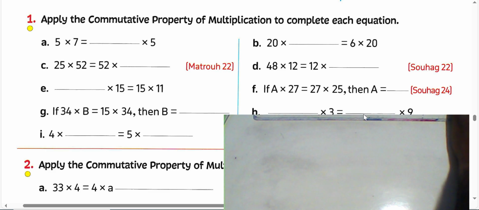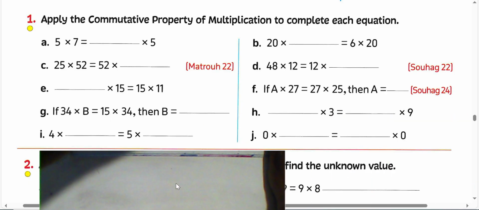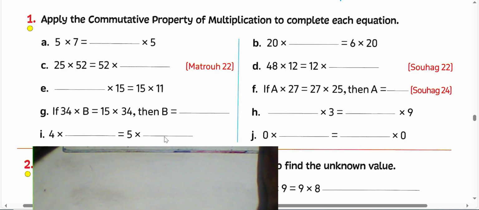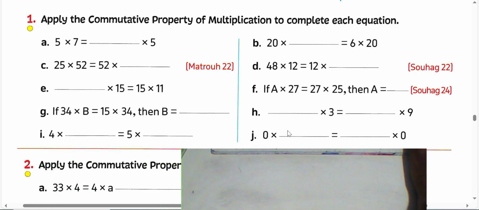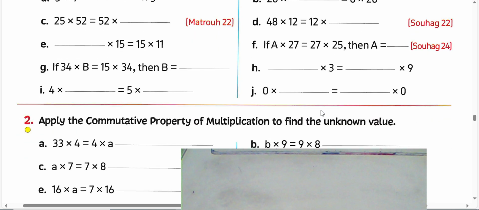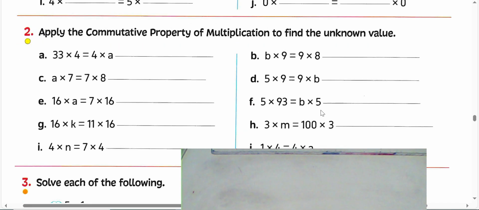3 times 9 equals what here? We can write 3 times 9. 9 times 3 equals 3 times 9. And also 4 times 5 equals 5 times 4. 0 times a number equals a number times 0, like 0 times 1 equals 1 times 0. Like with the property to find the result here, we can find the value of A here.